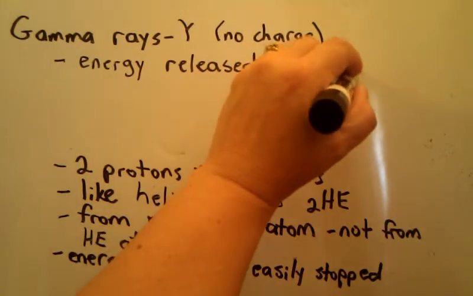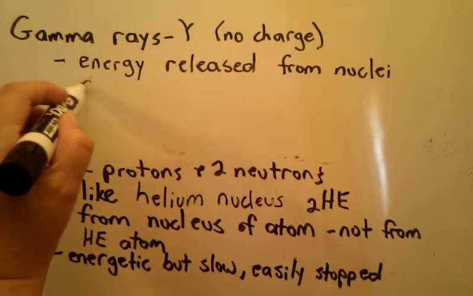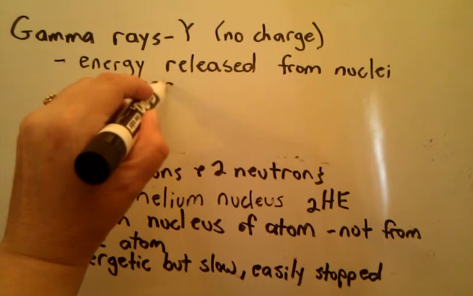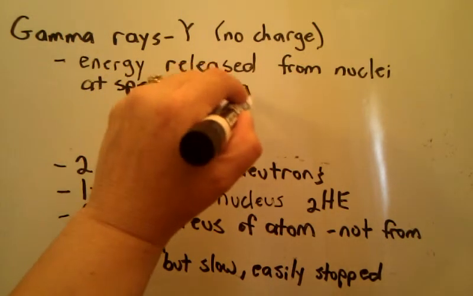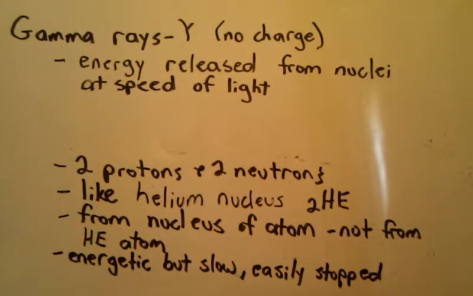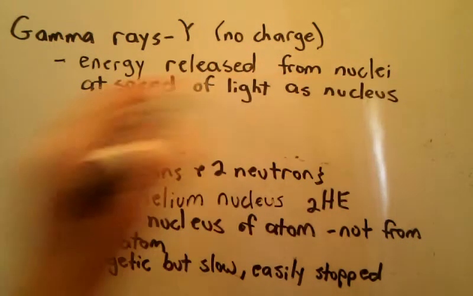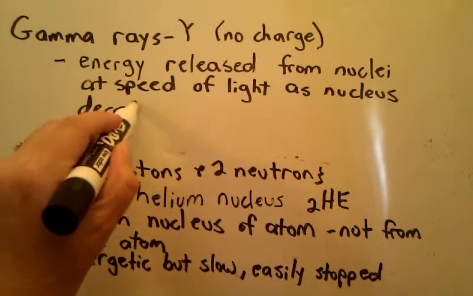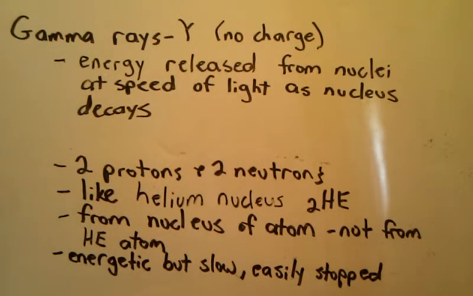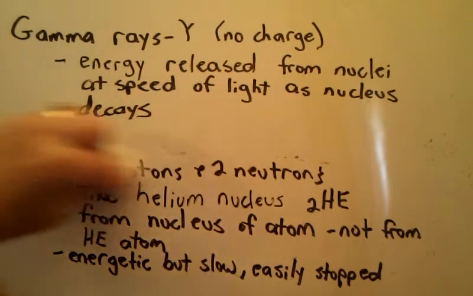From nuclei at the speed of light as the nucleus decays. Because of their high energy, they're able to pass through or penetrate solids, including the ability to pass through a man. Several feet of concrete or lead are necessary to stop these rays. Okay. So these can pass through solids.